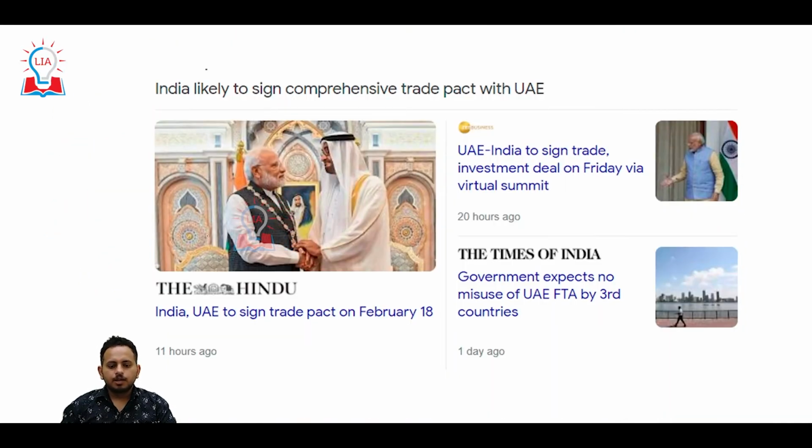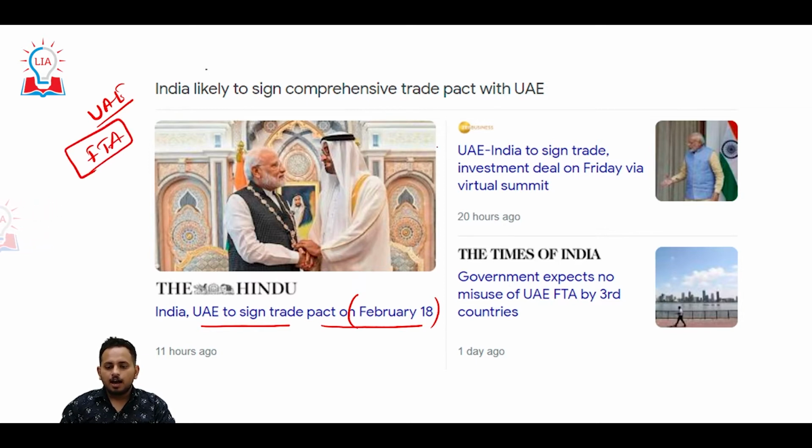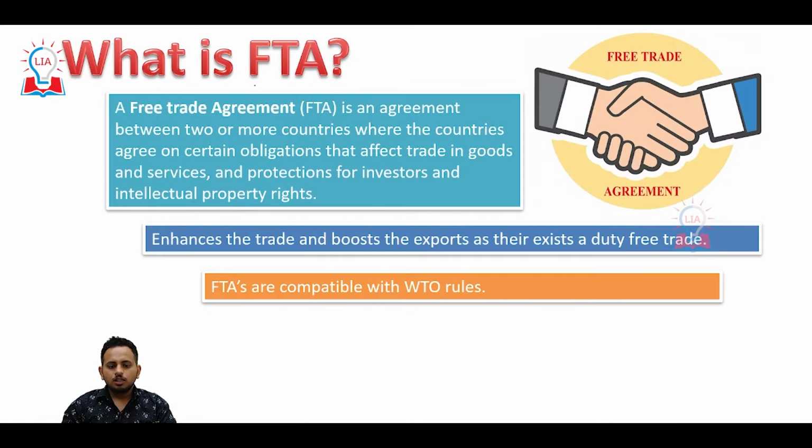Let's begin. Here India is set to sign a trade pact on February 18th. This is the context in which we are discussing India UAE FTA, that is an issue of free trade agreement. FTA stands for Free Trade Agreement. UAE and India sign a trade investment deal on Friday via virtual summit. This is the news. Now let's see what is an FTA, Free Trade Agreement.